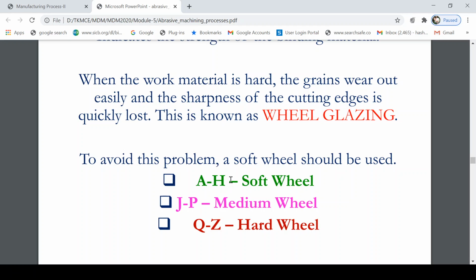then because of the softness of the wheel, only the grinding wheel wears out, but it will not cause any problem with the sharp cutting edge. So this is normally used for machining hard surfaces. And if we are machining a hard surface with a hard wheel, the cutting edge will blunt very easily, and we cannot use it for a long time or for machining continuously.